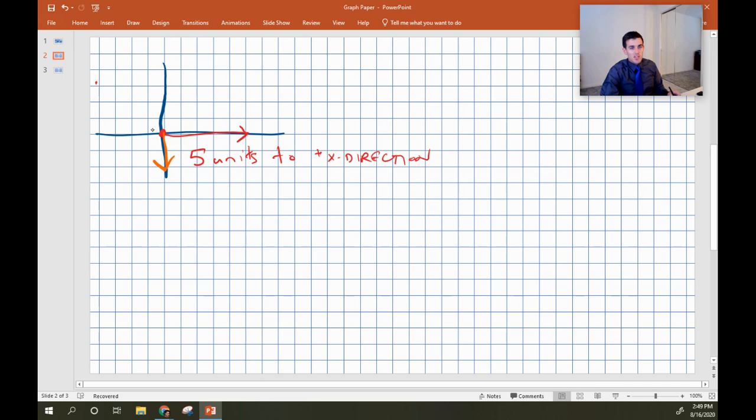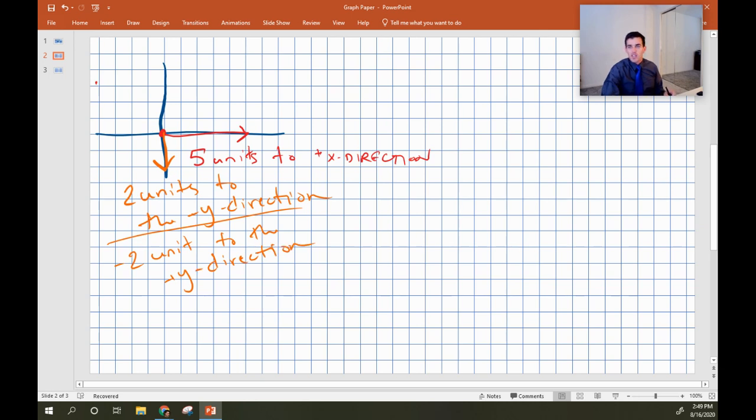And this one we could describe as 2 units to the negative y direction. If this is the positive y direction, this is heading in the negative direction. So that's one way we could write it. Alternately, though, we could also write that as negative 2 units to the positive y direction.